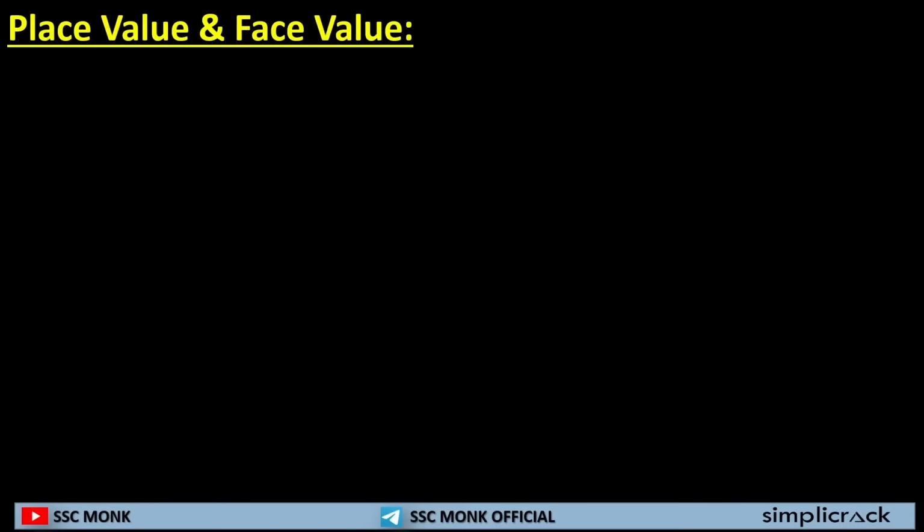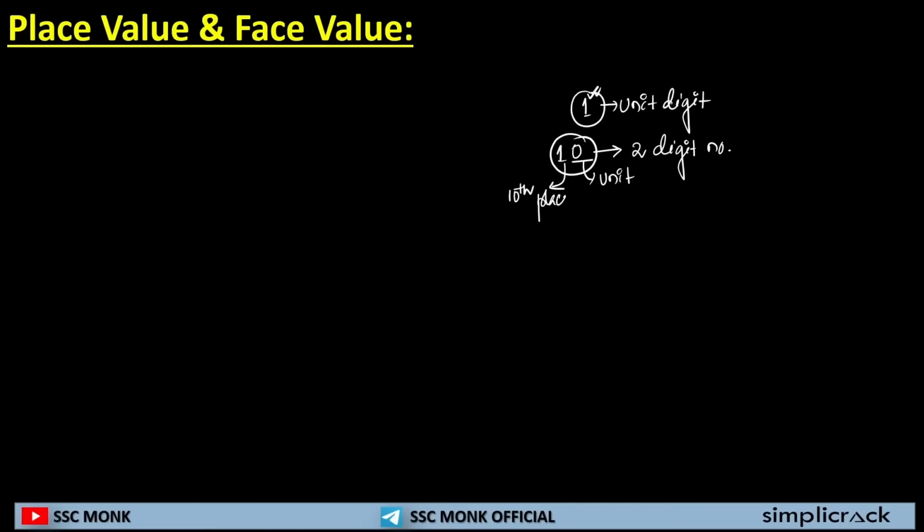Okay, second thing, place value and face value. Now see, when I write 1, what is it? It is a unit digit number. So the place value of 1 is the unit digit. And its face value, what is the exact value of 1? 1. Now if I write 10, this is a 2-digit number. Now in this 2-digit number, the important part is 0 is the unit digit. 1 is where? At the 10th place. 0 is at the units place, 1 is at the 10th place.